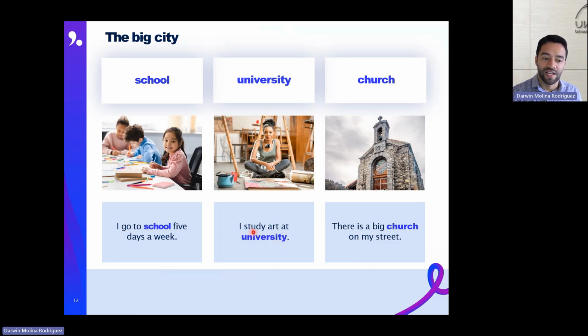Ojo con este verbo, study. I study art at university. There is a big church on my street. Miren de nuevo, there is, hay una gran iglesia en mi calle. Okay, there is a big church.